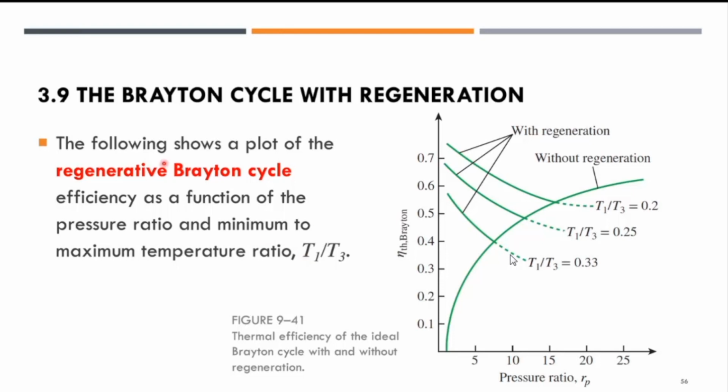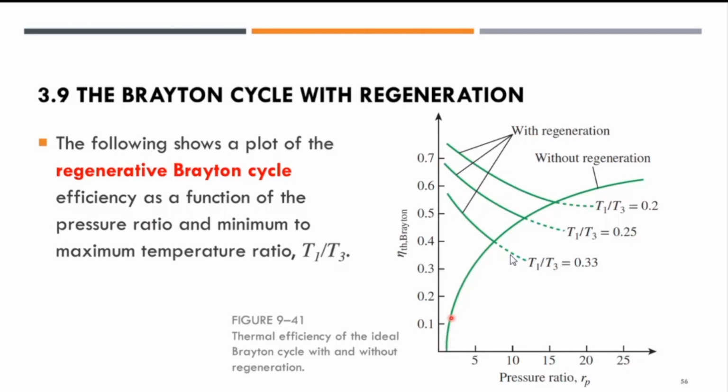The following shows a plot of regenerative Brayton cycle efficiency as a function of the pressure ratio Rp and the minimum to maximum temperature ratio of T1 over T3. So you have the value of the Brayton thermal efficiency from 0.1 to 0.7, and you can also have the pressure ratio from 5, 10, 15, 20, 25 for the compressor.